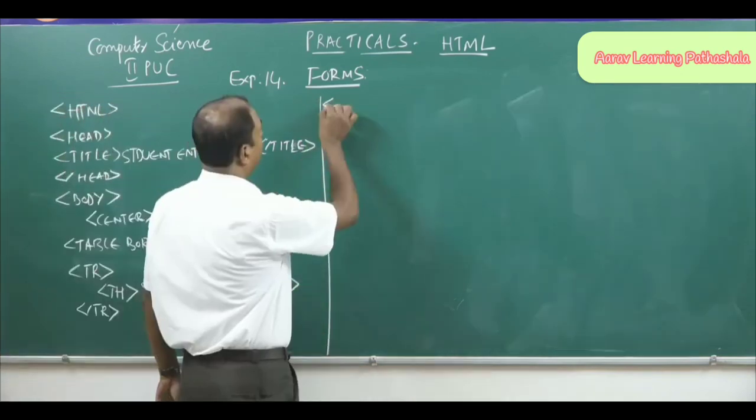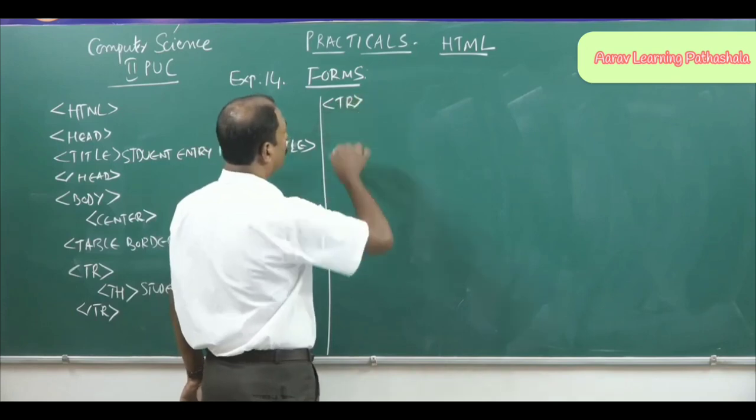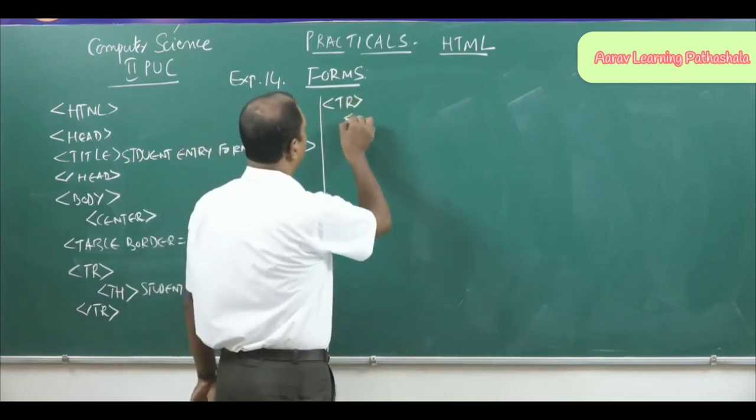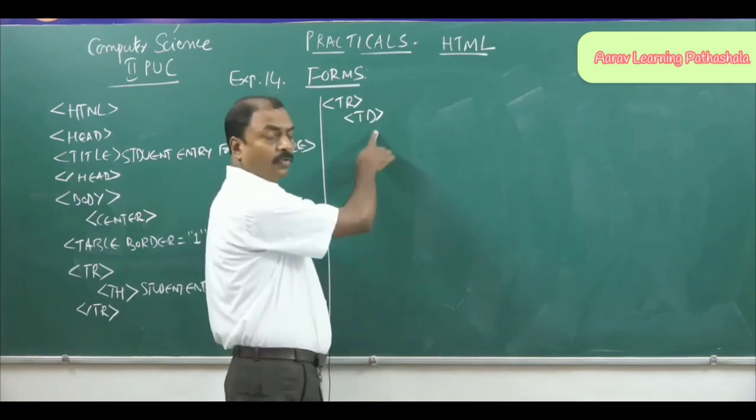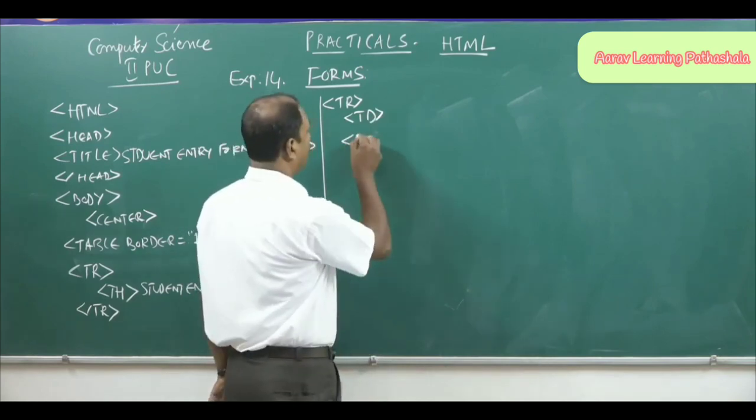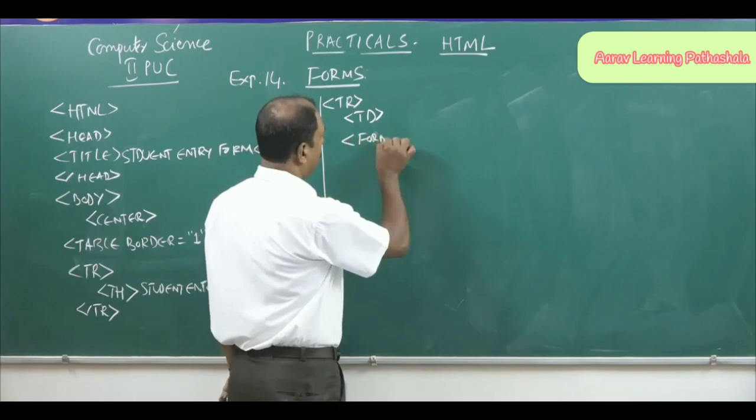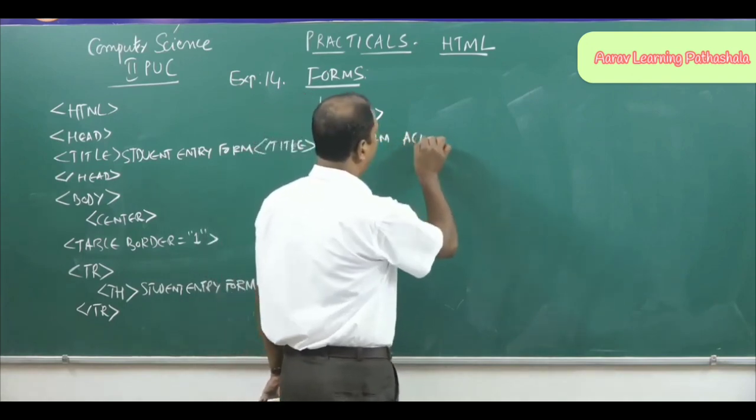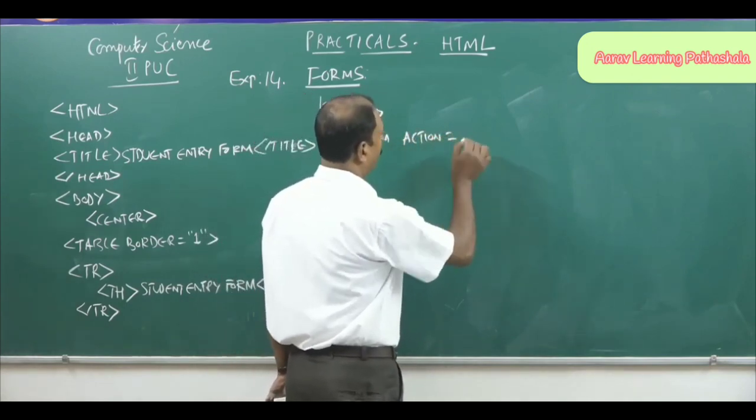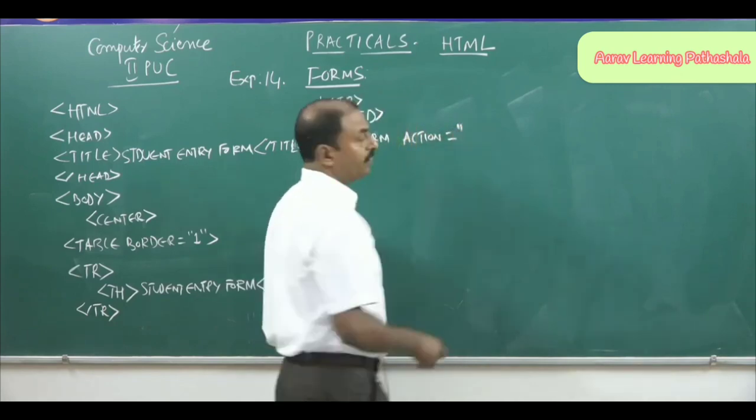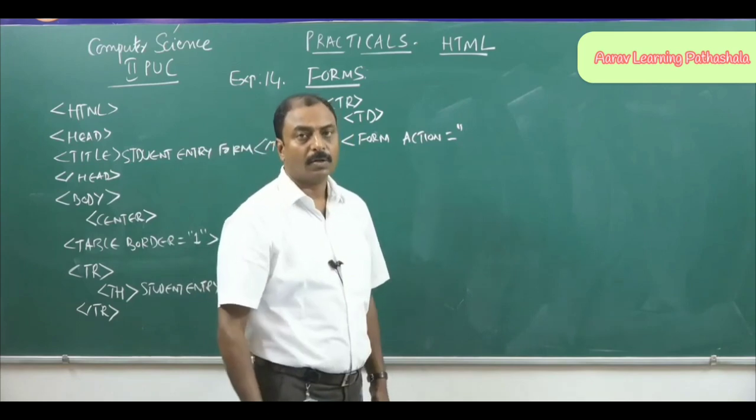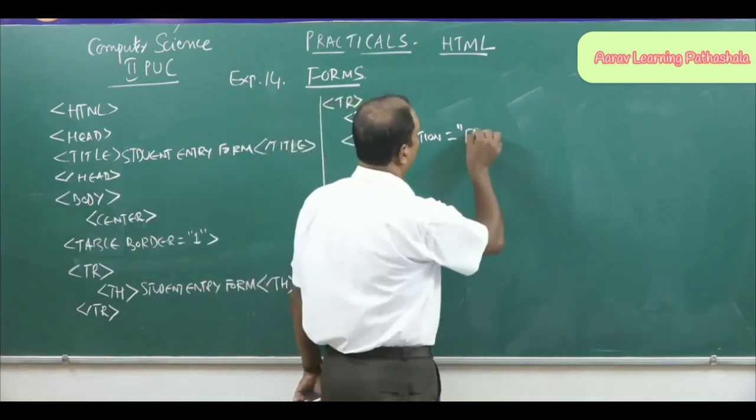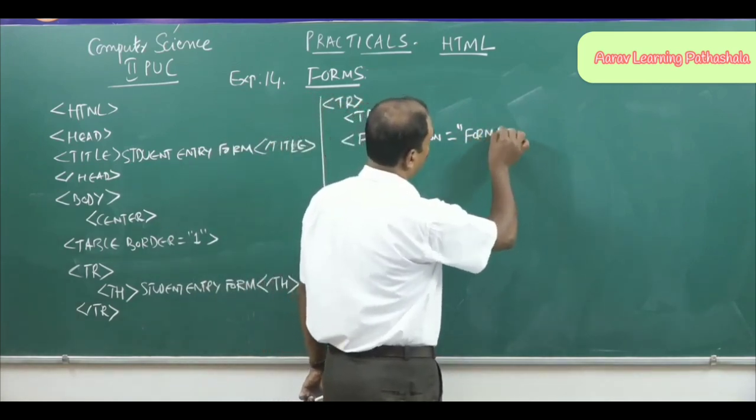Next we'll start with the second row in the table, and here the data as table data. So here we have to write all the form elements. This starts with form, and here it has the attribute action equals, and here we are supposed to write the file name of one more HTML document.